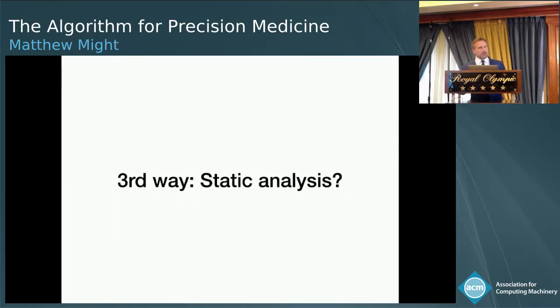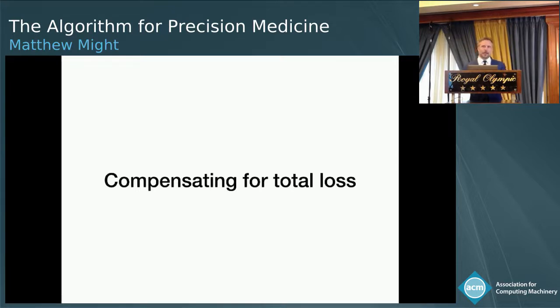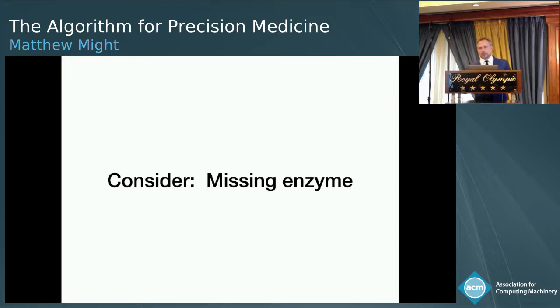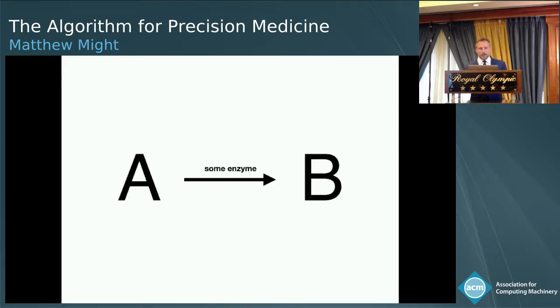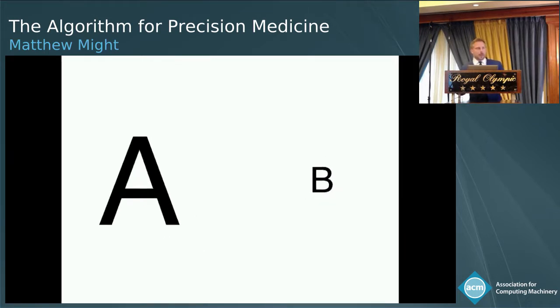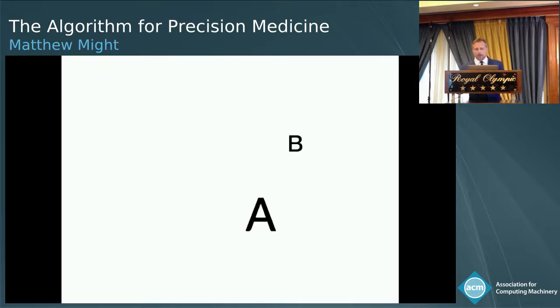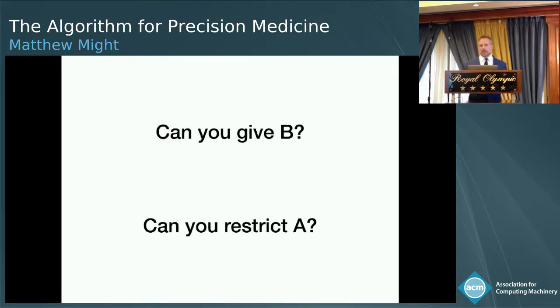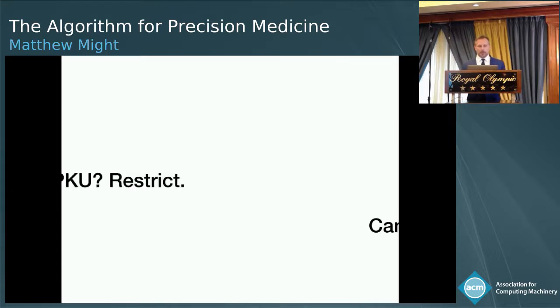So another way that you might be able to do this is static analysis. Here the idea is that you can maybe compensate for the total loss of some enzymes by reasoning about the consequences of the missing enzymes. An enzyme is really a function that turns A's into B's. So let's say you have some enzyme, and in a disorder like NGLY1, that enzyme goes missing. Suddenly, what you have is potentially an overabundance of A's, or a deficiency in B's. So the strategy becomes, can you give B's, or can you restrict the things that create A's?